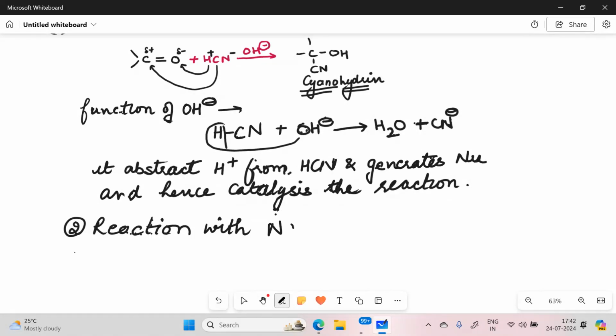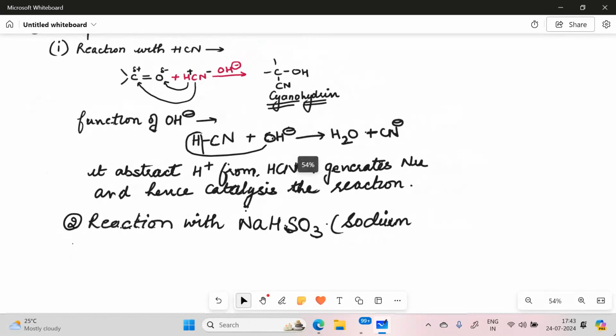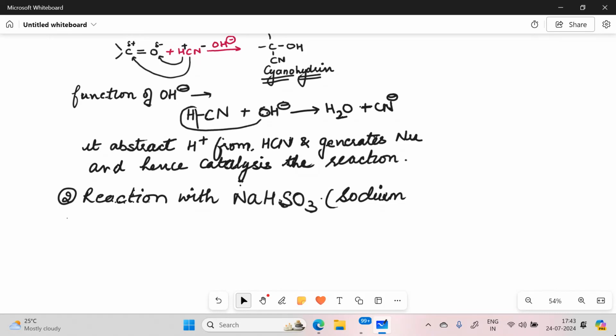Next is reaction with sodium hydrogen sulfite, NaHSO3. This compound is known as sodium bisulfite or sodium hydrogen sulfite. This is part of nucleophilic addition, right? Yes, total 5 reactions come under that. First is HCN, second is sodium hydrogen sulfite.